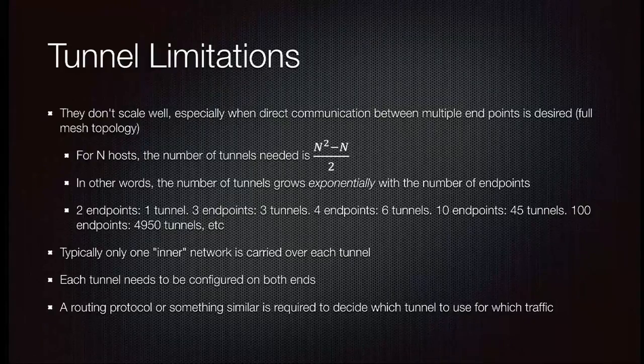So, you know, 4 endpoints, not so bad. You've got 6 tunnels in between them. 10 endpoints, 45 tunnels. 100 endpoints, 4,500 tunnels, 5,000 almost. And then using those tunnels, or deciding how to use them, is its own nightmare in itself. There are some protocols like TRILL that aim to do that, but it's still kind of a lot of overhead. You've got to configure the tunnel on both ends to find each other, and then you need a routing protocol, or again, TRILL or something else, to figure out which tunnel you're going to use for which traffic.